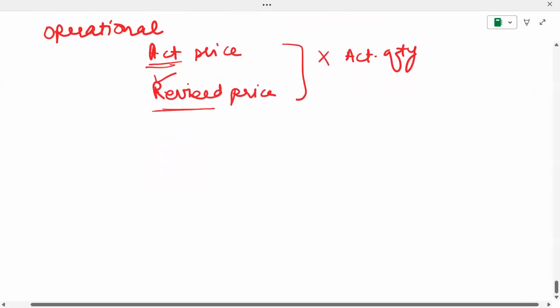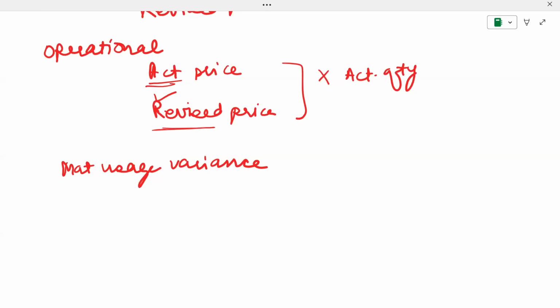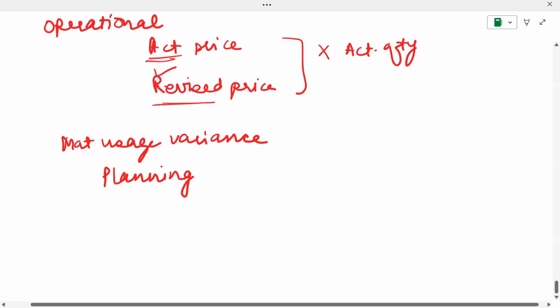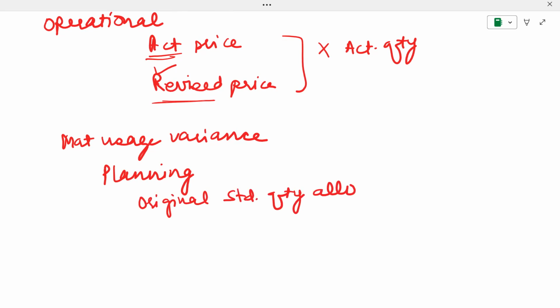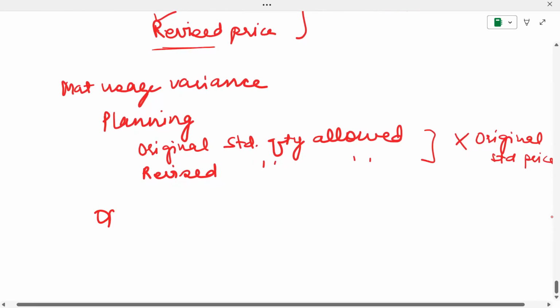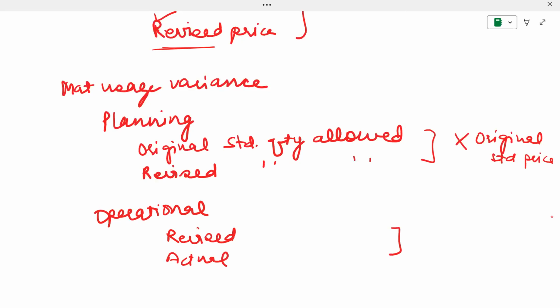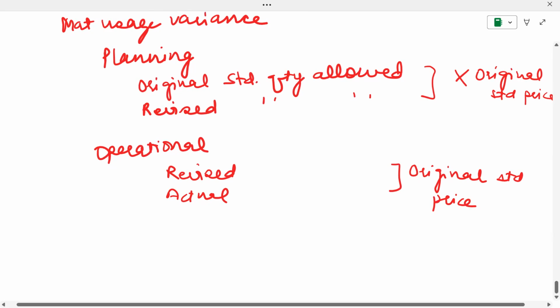Similarly, this is going to repeat for all of the variances which we have learnt. If we talk about the material usage variance, again here usage is the main issue. So planning people would have thought about an original quantity allowed, the standard quantity allowed: how much material should they be allowed to use versus how much should have been the revised quantity allowed. So the difference is multiplied by the original standard price. Similarly, the operational variance is going to compare the revised and the actual, and similarly multiplied with the original standard price per kg or per unit of the raw material. So this is how they are going to go for the rest of the variances also.